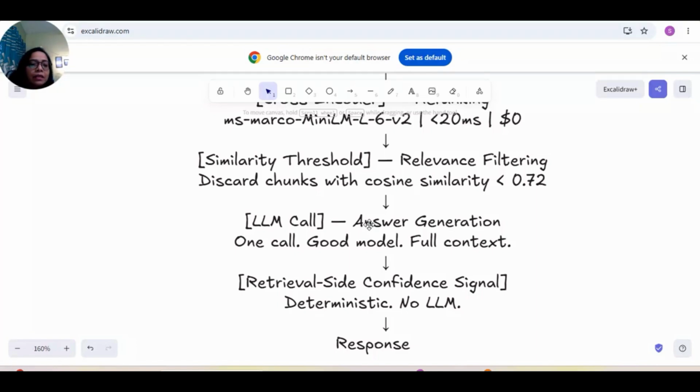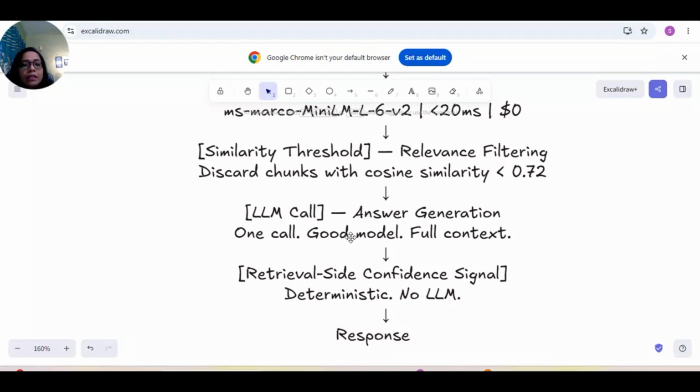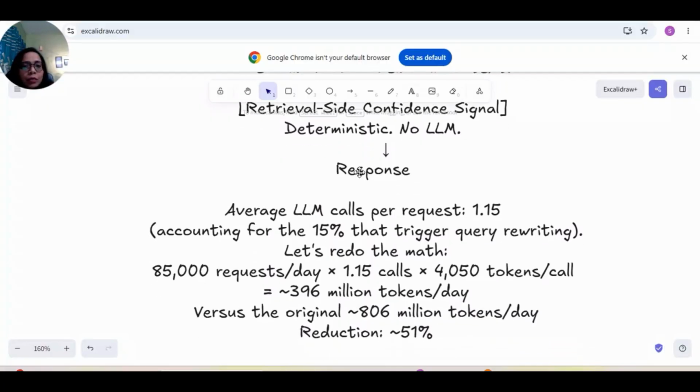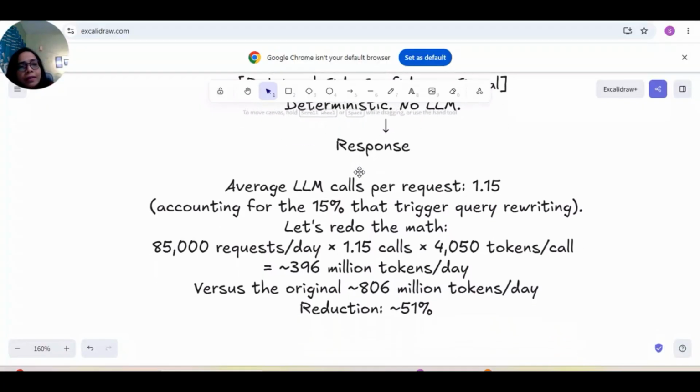Then the retrieval-side confidence signal, that is also a deterministic flow, and no LLM is required here. And the final response is generated. This is the new revised architecture, and let's now calculate the token usage and cost as per this.